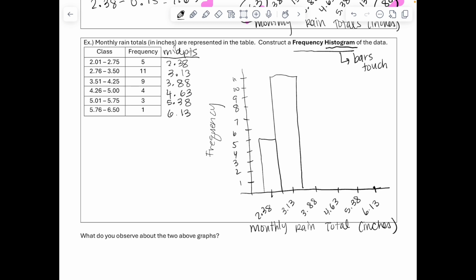3.88 has a frequency of 9. 4.63 has a frequency of 4. Our next midpoint of 5.38 has a frequency of 3. And then our last one has a frequency of 1.